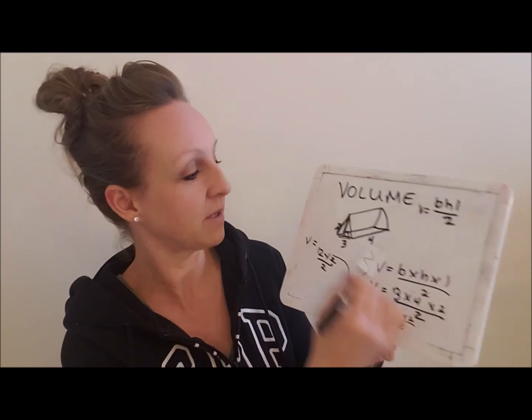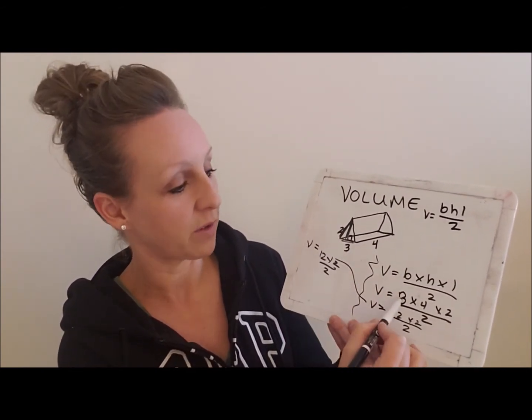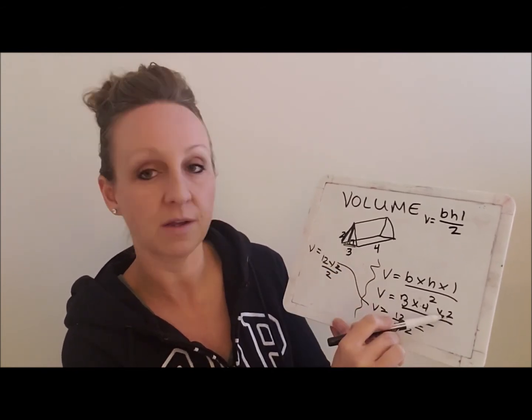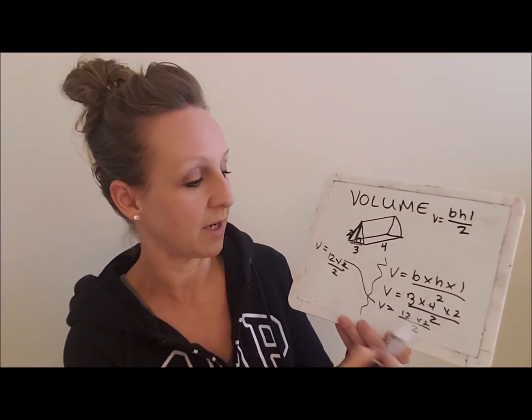3 times 4 times 2, right? So I'm taking this number, and I'm taking this number, and I have to divide it by 2. So here's my 3 times 4 times 2. My 3 is here, my 4 is here, my 2 is here. I have to divide this whole thing by 2. But first, before I divide any of this by 2, I'm going to multiply.